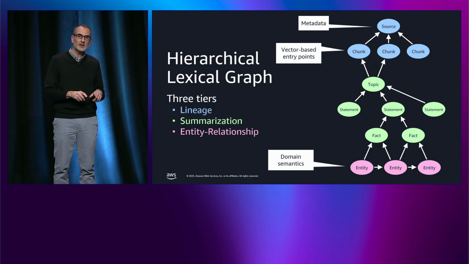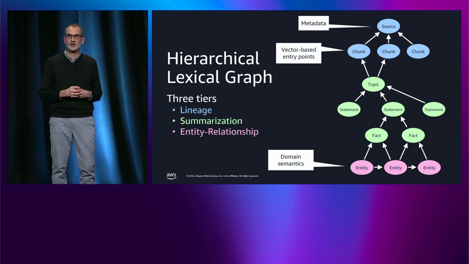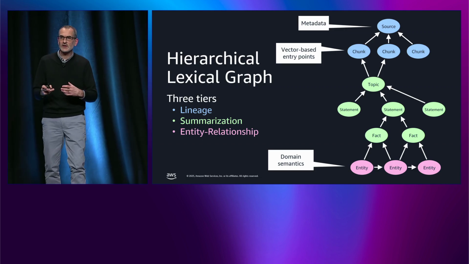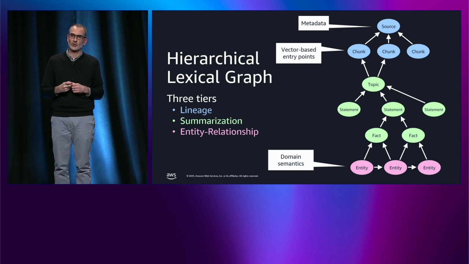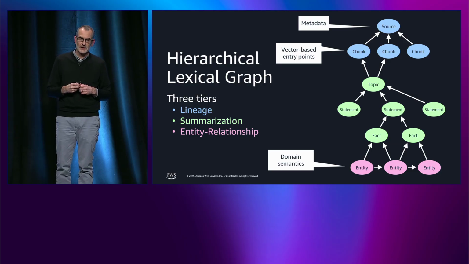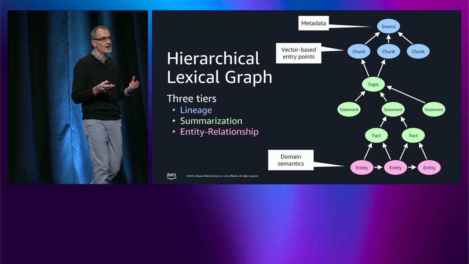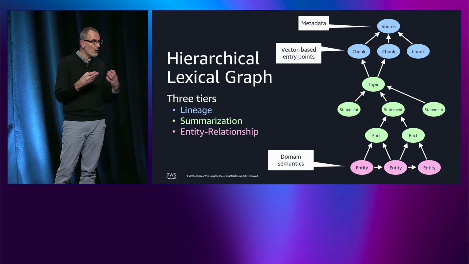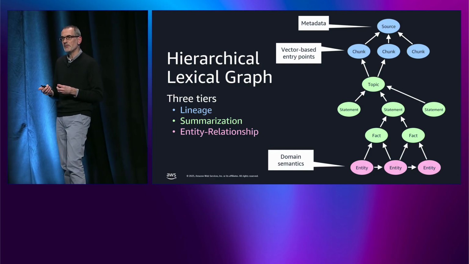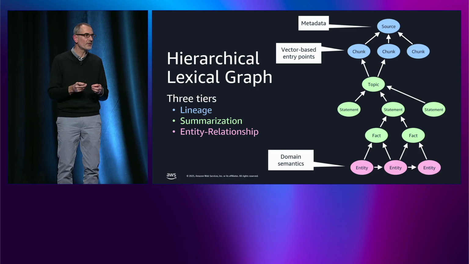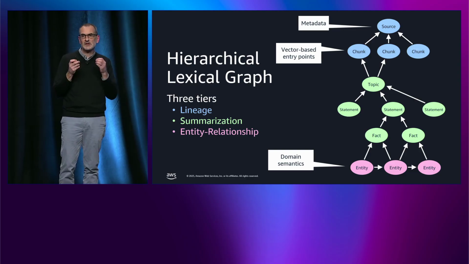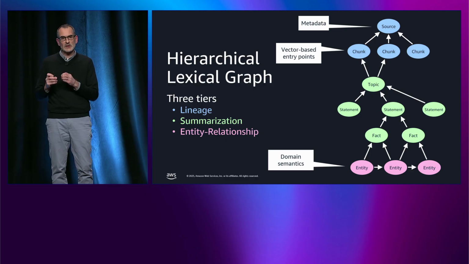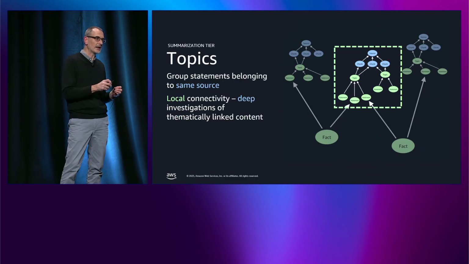And then at the bottom, we have this entity relationship tier. So this comprises entities and the relations between entities that we've extracted from your source data. Now, this entity relationship tier helps us infer the domain semantics of the data set, but more importantly, at retrieval time, it helps us find all of that structurally relevant but potentially dissimilar information. And I'm going to explain how we do that in a lot more detail in a little while.